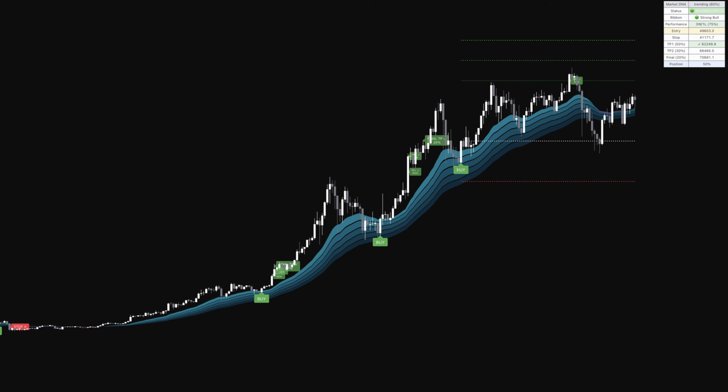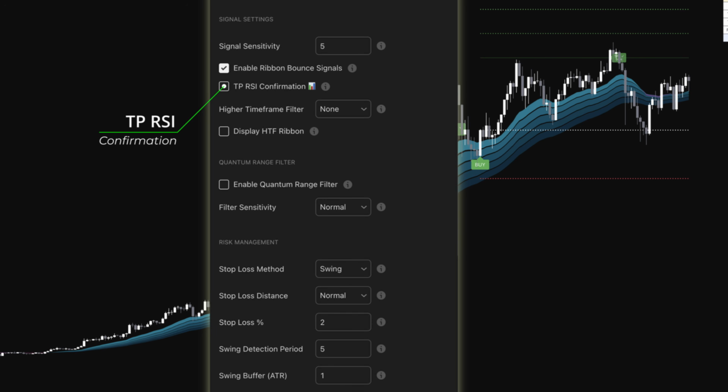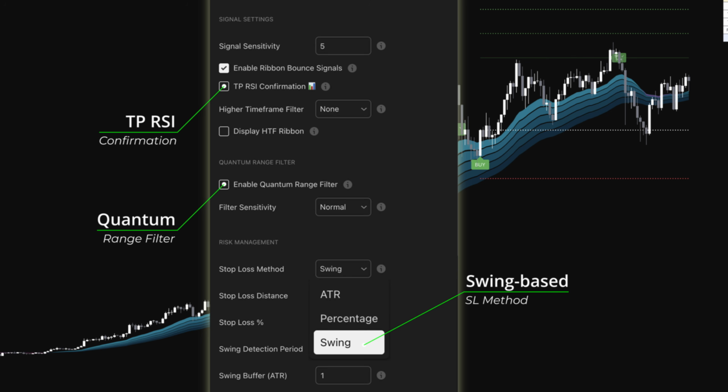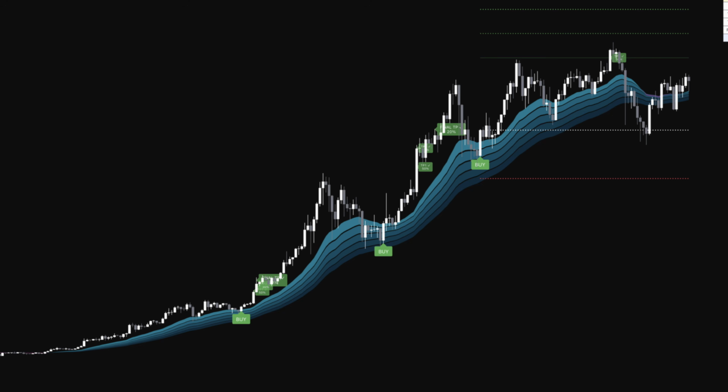6 additions in this update. RSI Confirmation, built directly into Pro now. No second indicator needed. Quantum range filter, blocks signals during choppy, low volatility markets. Swing-based stop loss, places stops at actual price structure instead of fixed ATR distance.